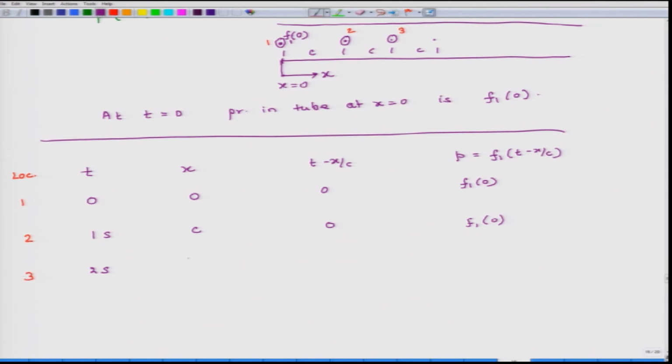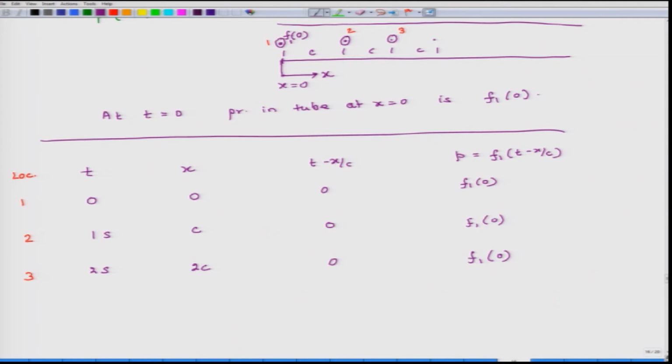So at location 3, what is the coordinate or the position? It is 2c. What is the value of t minus x over c? 0. So, what will be the pressure? F1 of t minus x over c, and this is 0.